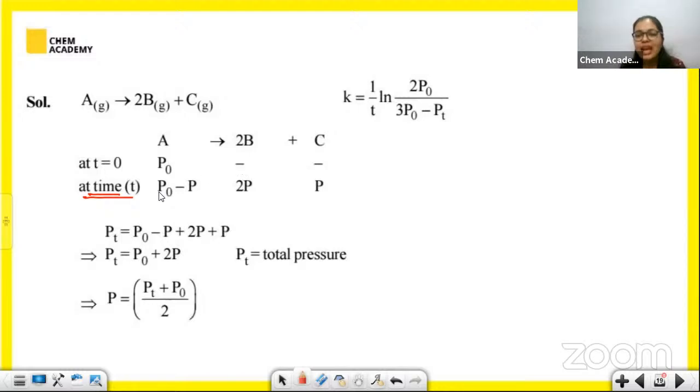Now, if we have to calculate the total pressure, we will just add all of these. That's exactly what we did. P0 minus P plus 2P plus P. This 2P from here and this P we got from here. We just simply added these and we got P0 plus 2P. From here we got the value of P. This is the value of P.